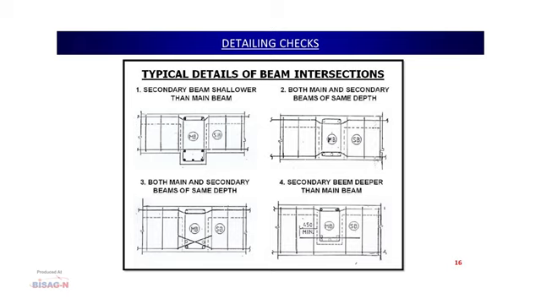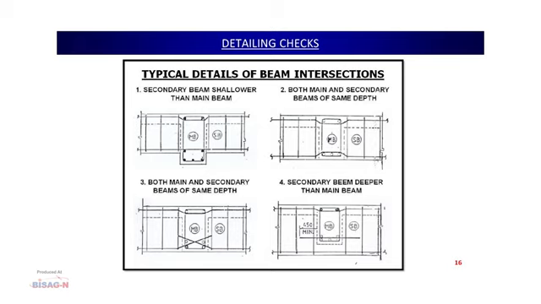Now, coming to the different setup, where both the main beam and secondary beam are of the same depth. In that case, as I was mentioning, we have to ensure that whatever secondary beam bars are coming, they should be given a bend and taken inside the main beam. Similarly, the top bars as well as the bottom bars. The main bars of the main beam should be allowed to continue in the regular alignment as they are going.